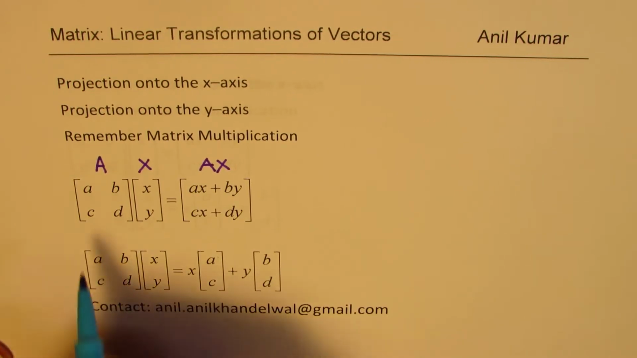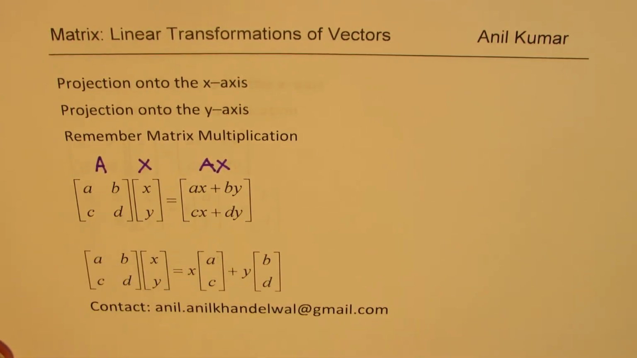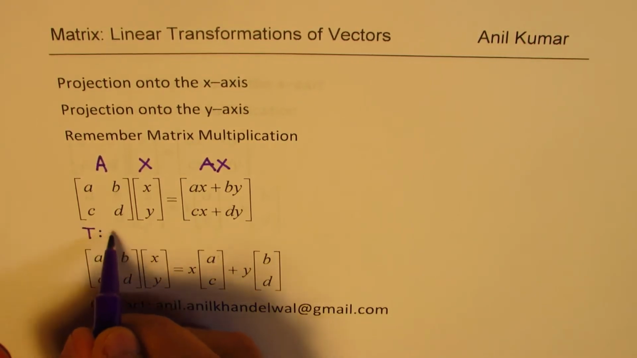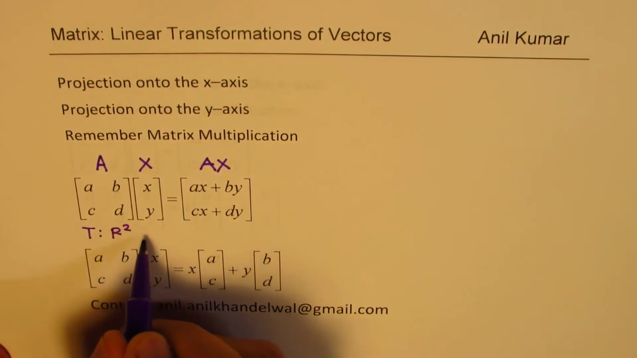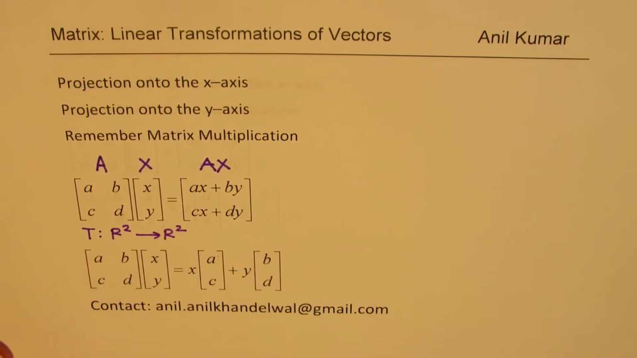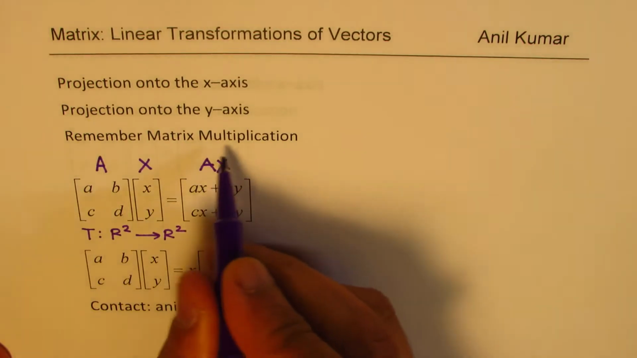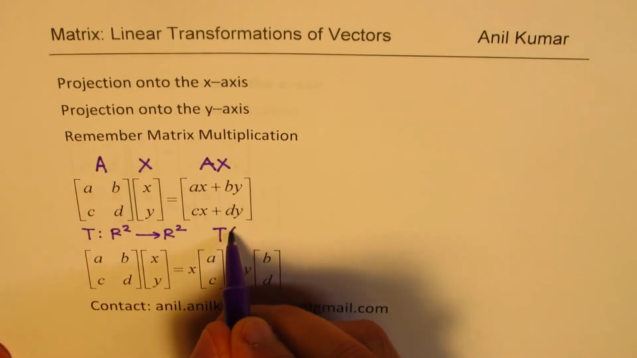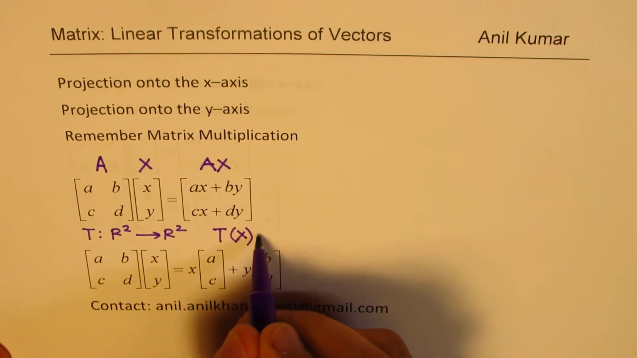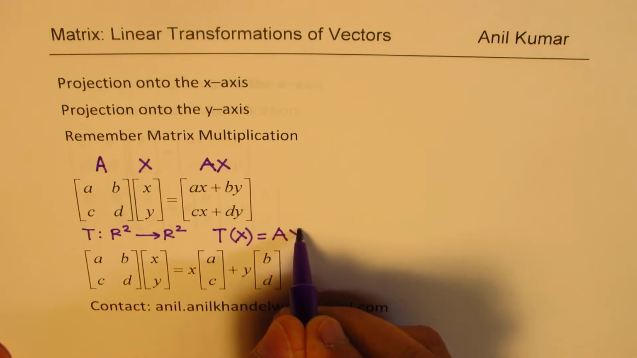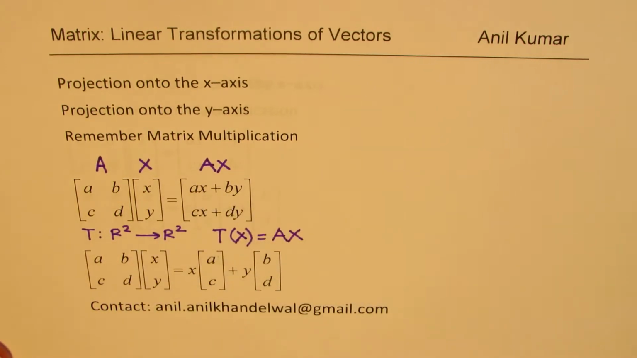So in general, you can think about a transformation in R2, right? Where the transformation matrix for us is A, and the transformation of X is this, which is AX, right? So that was kind of technical.